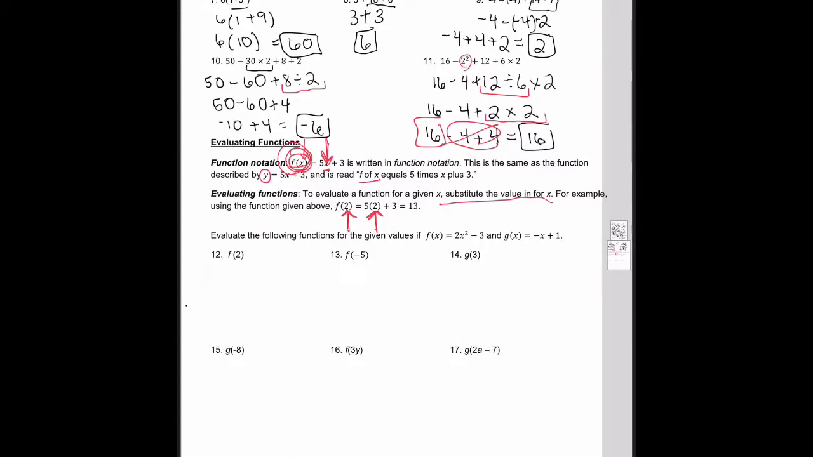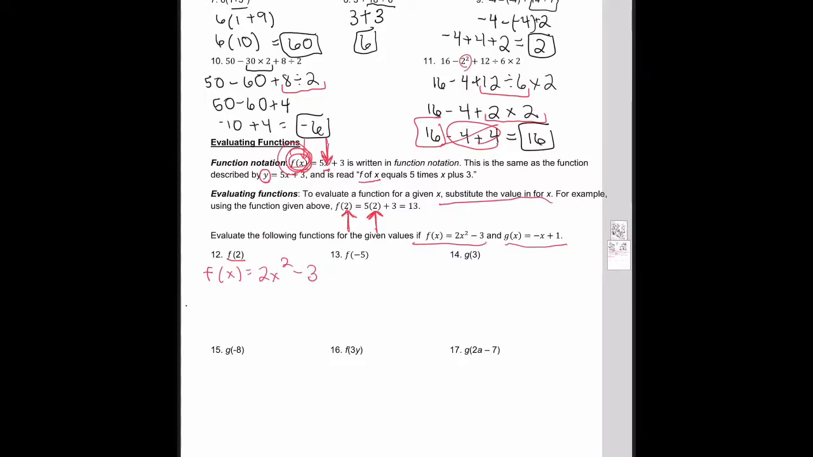All right, so let's try. We have a given function, f of x and g of x. It could say anything. It could say h of x, m of x, p of x, so on and so forth. All right, so make sure you are paying attention to which function we're working with. So notice it says f of 2. So we're going to be working with our f of x function.